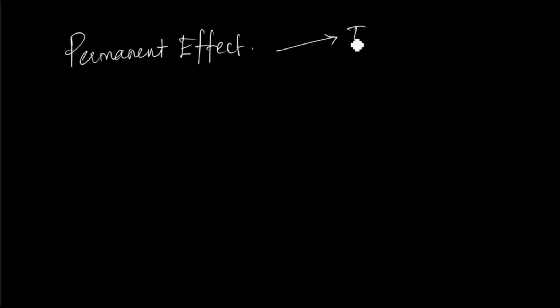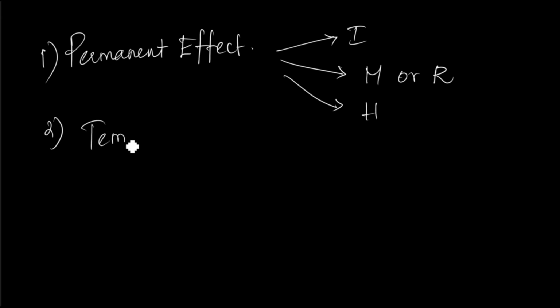First things first, GOC and isomerism. Questions may be asked from simple concepts like electronic effects. What are the permanent effects? The permanent effects are the inductive effect, mesomeric effect or resonance effect, and hyperconjugative effect. And what about the temporary effect? This was asked in one of those papers: which of the following is temporary and which is permanent? Only one is temporary, that is the electromeric effect.